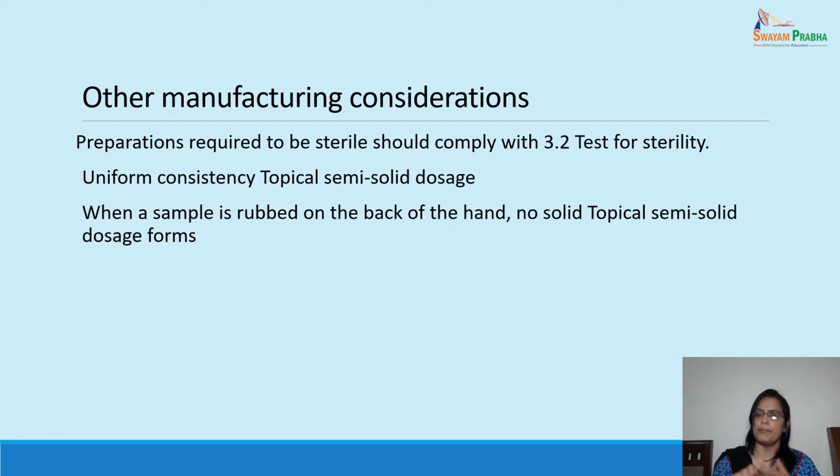Sterility: the preparation is required to be sterile and should comply with the test for sterility as per the standard monograph. Uniform consistency, yes, of course, the ointment should have uniform consistency, then only it is going to spread uniformly. So this is an important factor. And when the sample is rubbed on the back of the hand, there should not be any solid particles or any grittiness in the preparation. It should be uniform and should easily spread. So all these manufacturing considerations are important for semi-solid dosage forms.